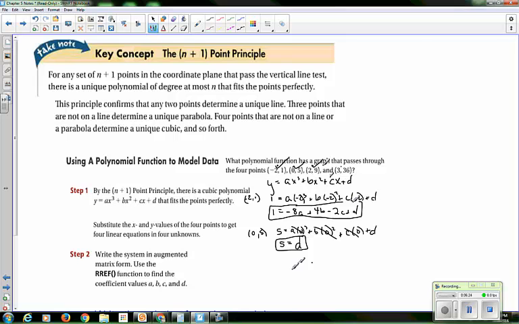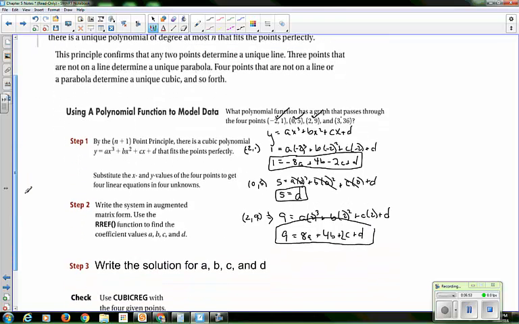Do the same thing with (2, 9). Everywhere there's a y, it's a 9. Everywhere there's an x, it's 2. Then we simplify that. 2 times 2 times 2 is 8. 2 times 2 is 4. So 9 equals 8a plus 4b plus 2c plus d. That is as simple as it's going to get.